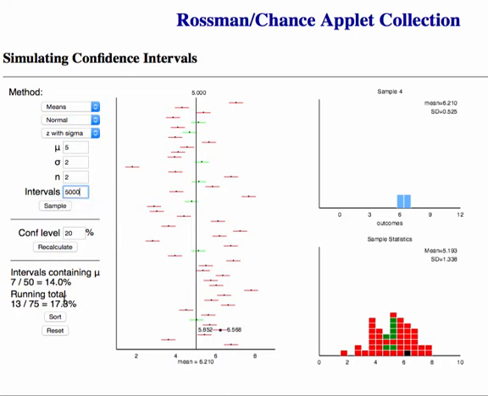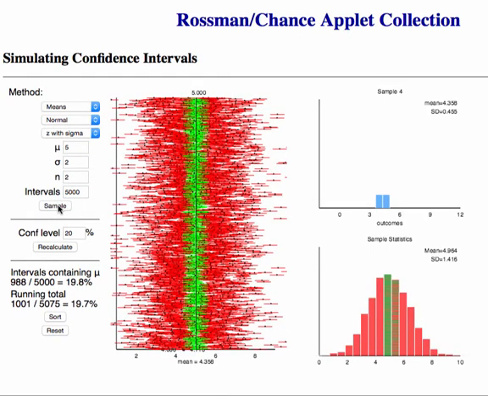And it's going to keep a running total, so I should have 5,075 of them altogether. Wow, look at them all. But pretty darn close to 20% of them contain, and here's the running total, 19.7% of the confidence intervals that I created contain this true mean. Now here we know what the true mean is, and in practice you don't, but this applet simulates all of that.